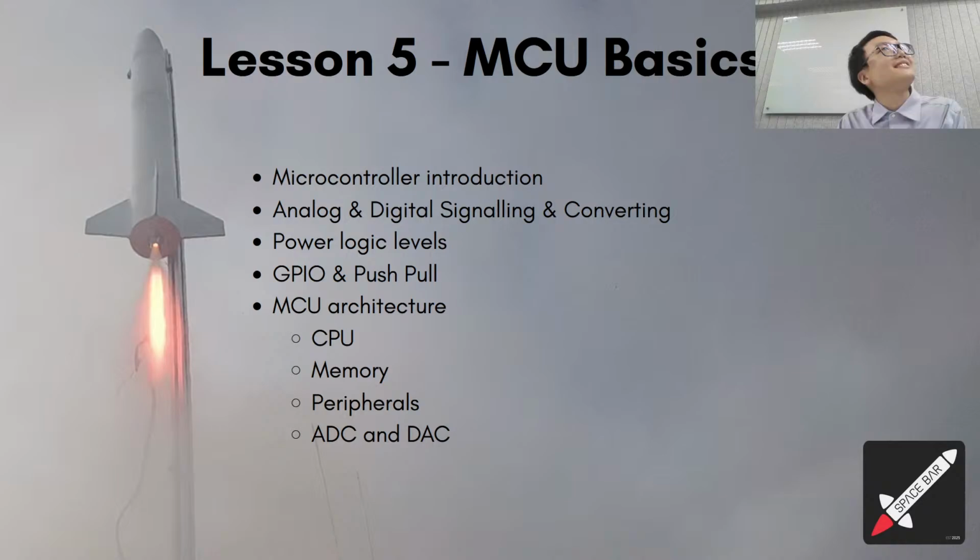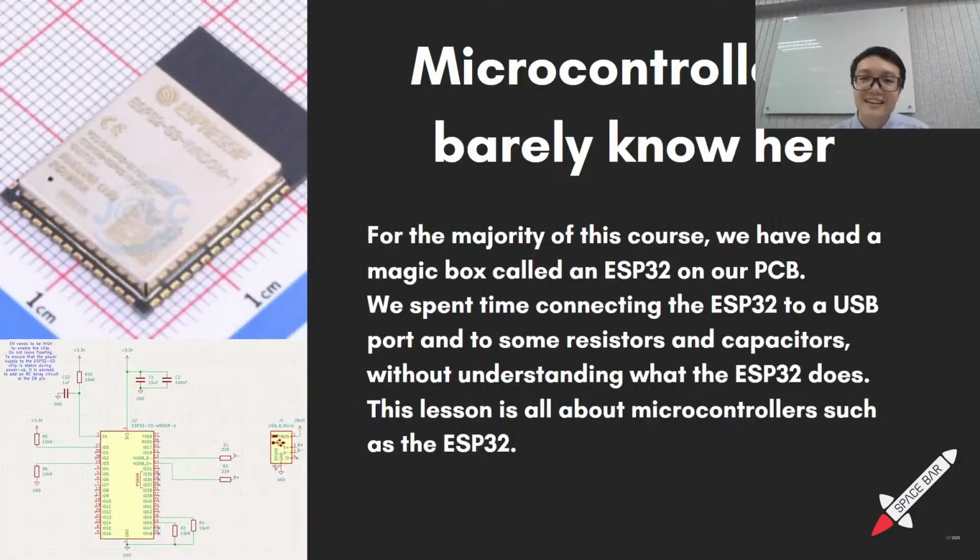Microcontrollers. For the majority of the course we've been dealing with a magic box called the ESP32. So now let's tackle what the ESP32 does. The ESP32 is a microcontroller. It's essentially a tiny computer packed into a small chip. It's like your Intel CPU or your AMD CPU, but smaller, less powerful, and closer to your hardware. It's able to control hardware literally at the barebone.